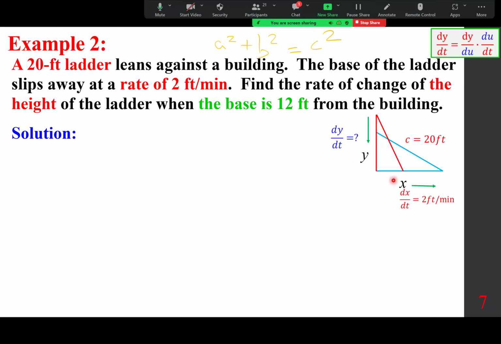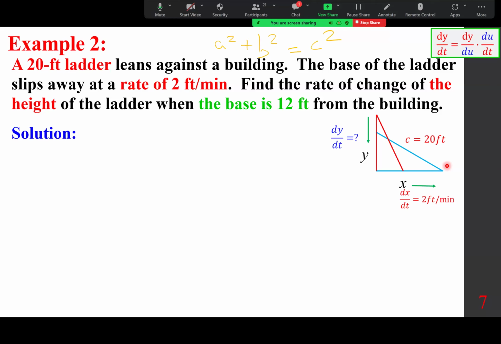So you're relating x and y: x squared plus y squared equals 20 squared. A squared plus b squared equals c squared. The Pythagorean theorem says x squared plus y squared equals 20 squared. Professor, are you able to, do you have to draw it to know how to solve it? Yes, you must draw.